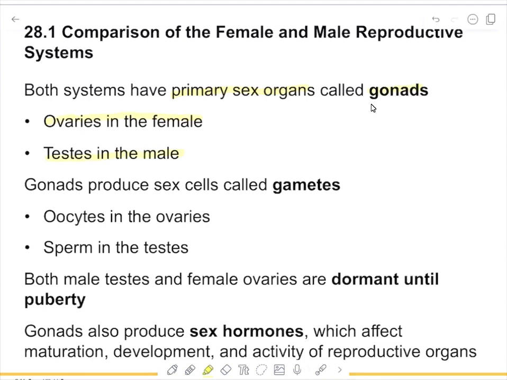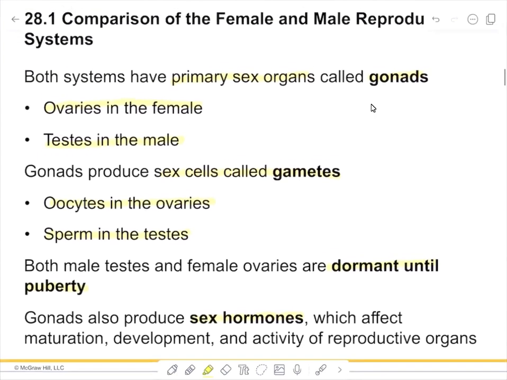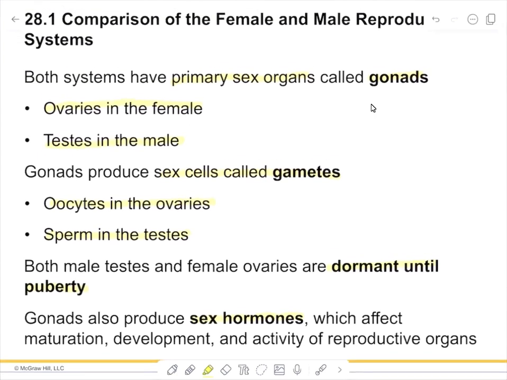The other comparison is the sex cells that the gonads produce, referred to as gametes. In the ovaries, they are called oocytes. In the testes, they are referred to as sperm. Both the male testes and the female ovaries are dormant until puberty. The gonads also produce sex hormones, which is responsible for their endocrine function, and this affects maturation, development, and activity of the reproductive organs.